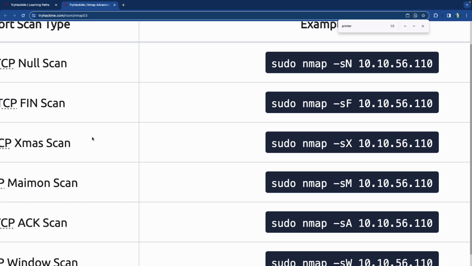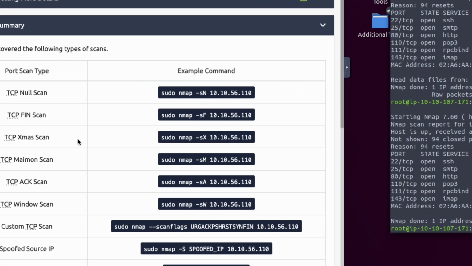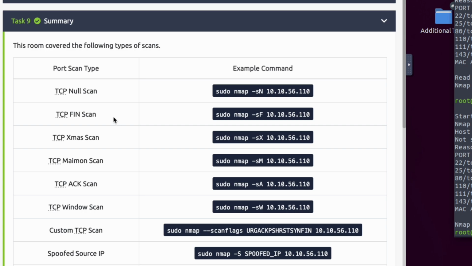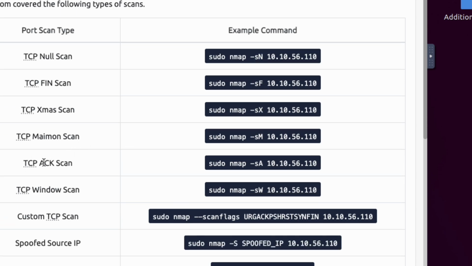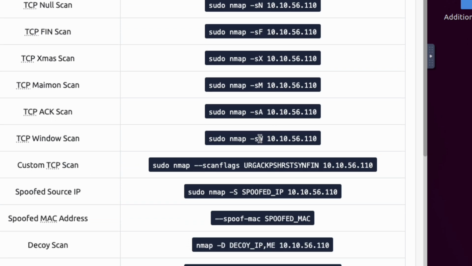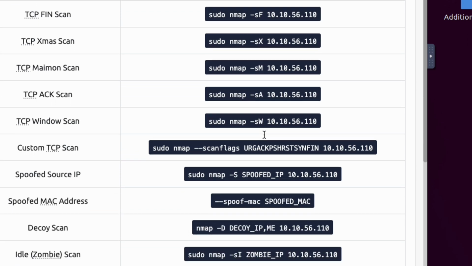Maybe actually the other way might be better. So we'll do it this way so we can have everything on the screen. So the TCP Null, Fin, Xmas, Maimon, Acknowledge, and Window scans are all handled accordingly. Null gives you an N, and notice again, lowercase s and an uppercase letter for whatever the following letter is going to be. So Null scan, N; Fin scan, F; Xmas scan, X; Maimon, M; Acknowledge, A; Window, W. Very simple formatting. You can very easily understand that.